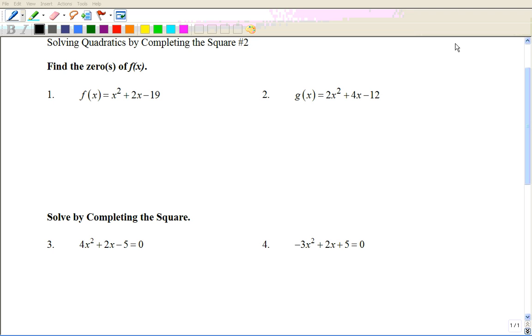Hi everyone, let's take another look at solving quadratics by completing the square. So we've got a few more examples, and these will be a little bit more challenging. They've just got an extra step to them, but it's nothing that we can't handle.